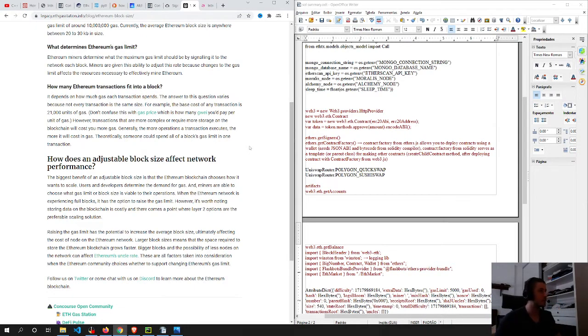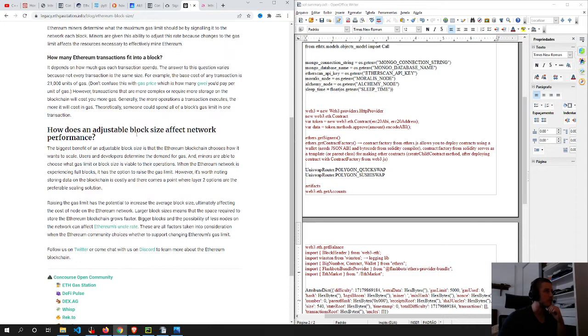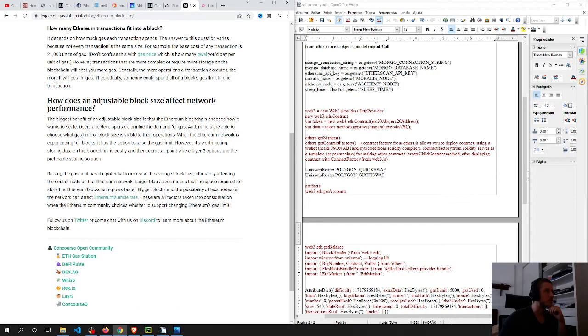How many Ethereum transactions fit into a block? It depends on how much gas each transaction spends. The answer to this question varies because not every transaction is the same size. For example, the base cost of any transaction is 21,000 units of gas. However, transactions that are more complex or require more storage on the blockchain will cost you more gas. Generally, the more operations a transaction executes, the more it will cost in gas. Theoretically, someone could spend all of a block's gas limit in one transaction.